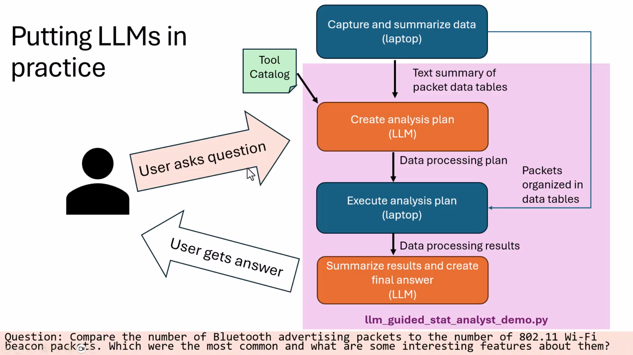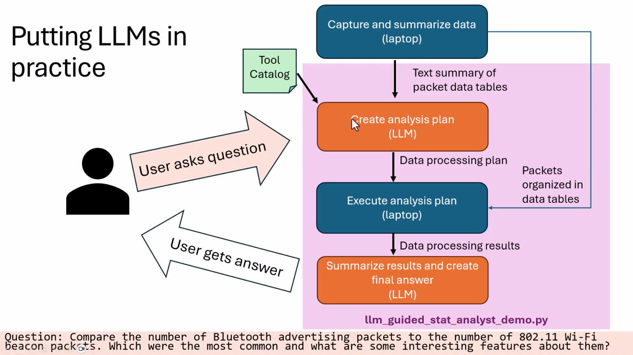So the basic flow is that the user asks a question, and for this example, we are going to ask a specific question comparing the number of Bluetooth advertising packets to the number of 802.11 Wi-Fi packets. So which were the most common and what are some of the interesting features about them? So this is the user question. And what we have here is the captured data. The Bluetooth and Wi-Fi data was pre-captured and it's sitting on a laptop as stored data.